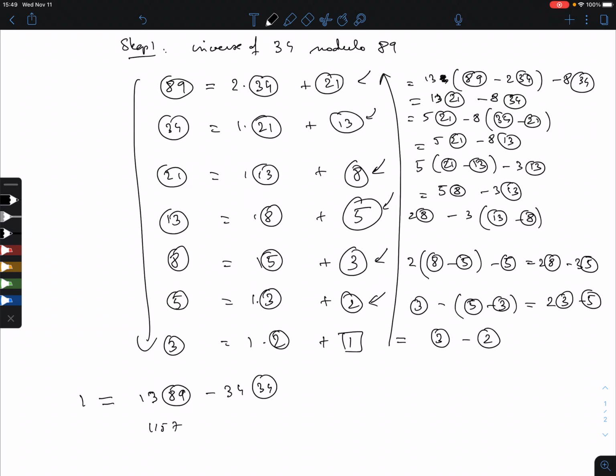34 times 34 is 1156. So that is still correct. So this is correct. Now, that's step 1. Do we have the inverse?